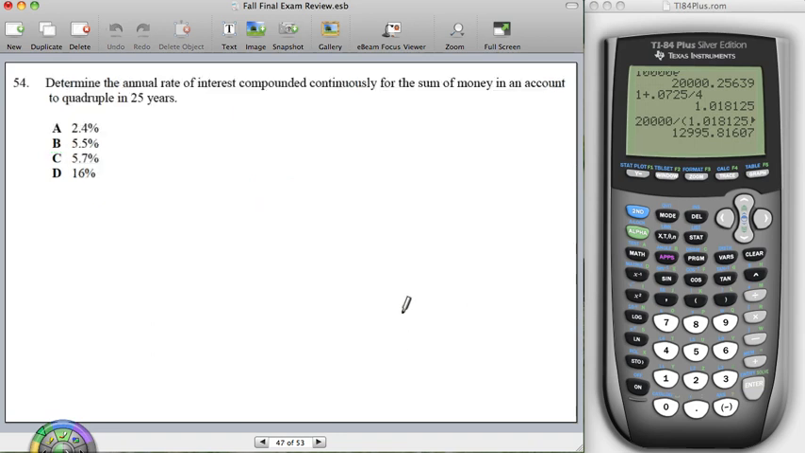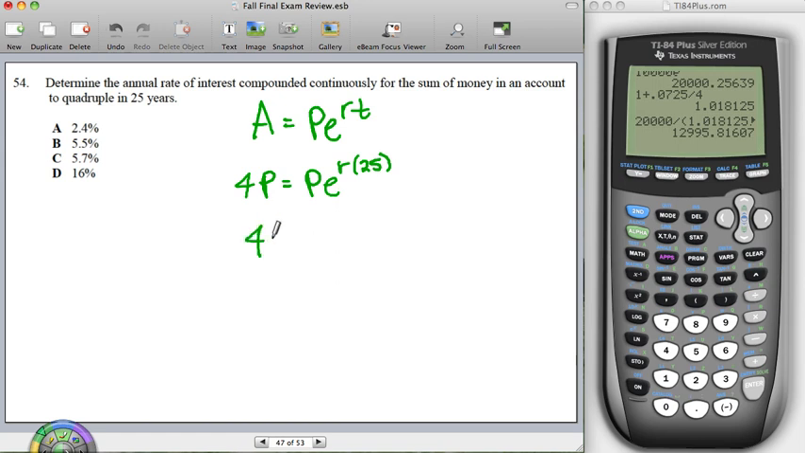53, determine the annual rate of interest compounded continuously for a sum of money in an account to quadruple in 25 years. So compounding continuously means you're using PERT. Oh, that wasn't right at all. So we want to know how long it's going to take for your principal to quadruple. So your final amount is going to equal 4p. And we're trying to figure out your rate. And it's in 25 years. So divide both sides by p, you get 4 equals e to the 25r.